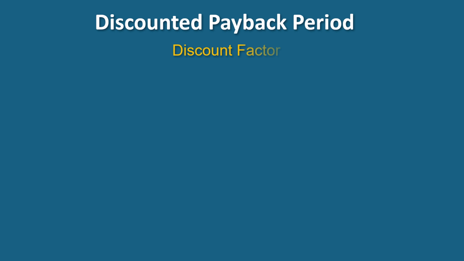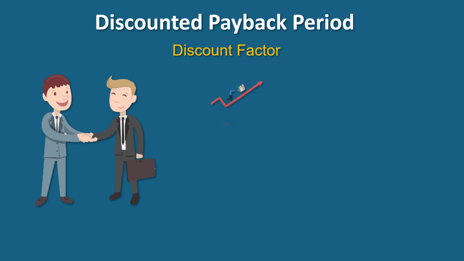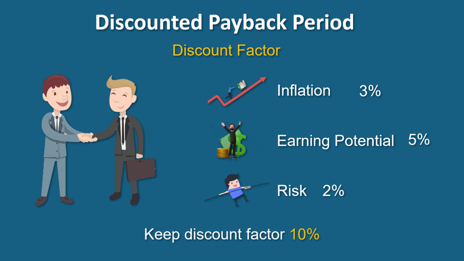Now, let's understand discounted payback period. According to the previous example, a financial manager will consider inflation, earning potential, and risk factor. If inflation is 3%, earning potential is 5%, and risk factor is 2%, then our discount rate becomes 10%. So we will discount each year's cash flow at 10%.